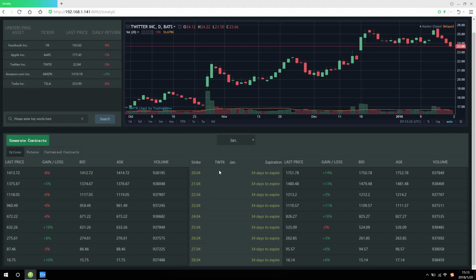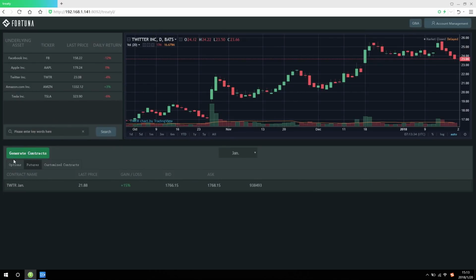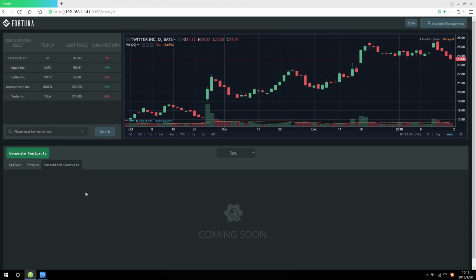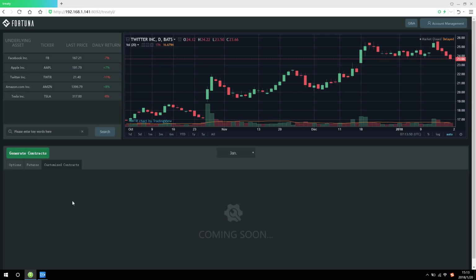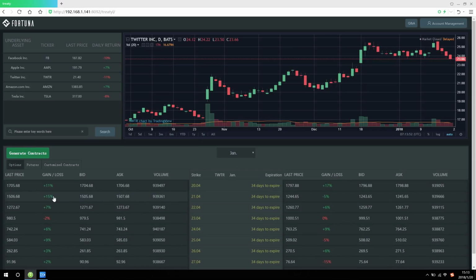And to the bottom of this page, we have the actual listing of derivatives here. Here, for example, we have options and futures. We also allow the user to create their custom contracts. This is one of the things that separates Fortuna from other trading systems, but this is also under development. So today we're just going to use options and futures as our examples.